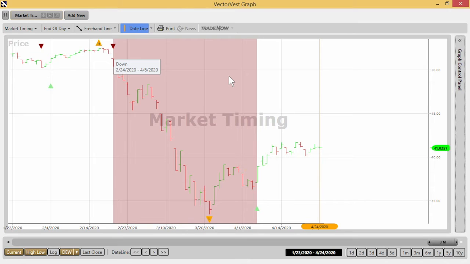One of my favorite market timing signals in VectorVest is the DEW, and this is how I base all of my income trades. From February 24th to April 6th, the market timing suggested we were down. I think we all agree we had a good downward move there.